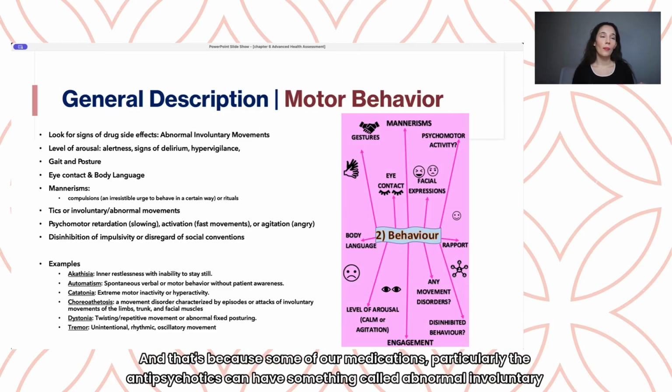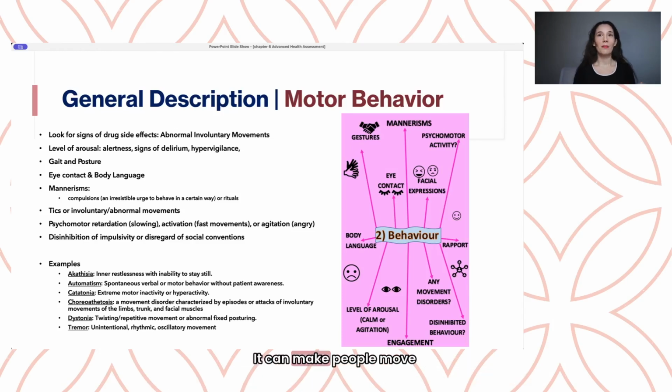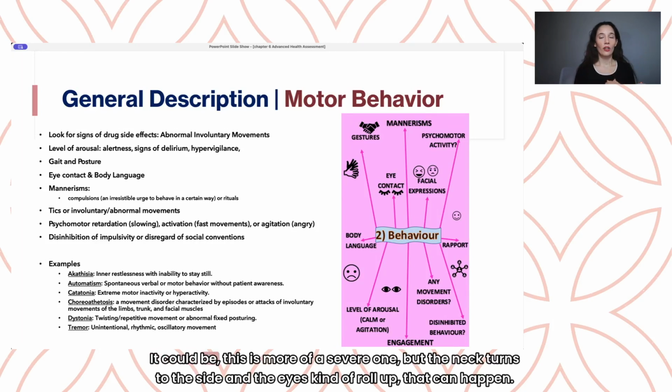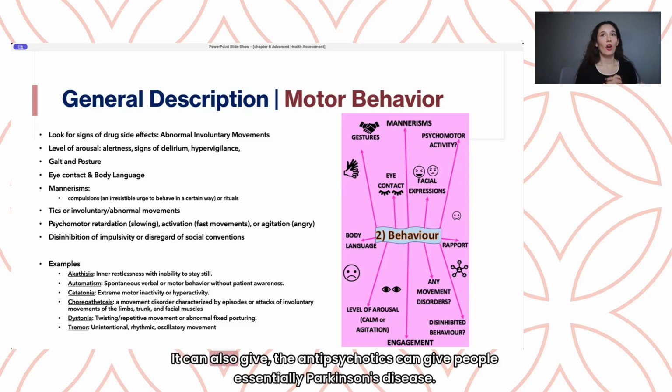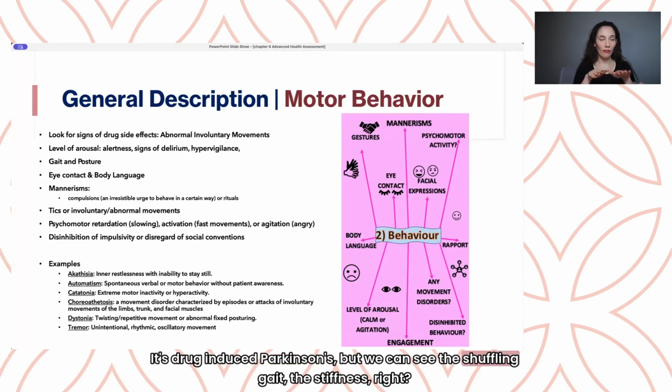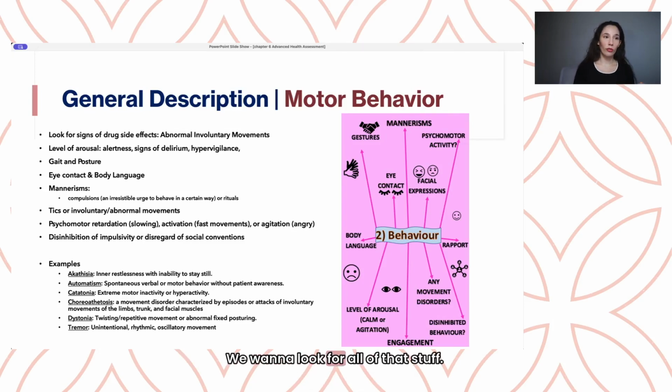And that's because some of our medications, particularly the antipsychotics, can have something called abnormal involuntary movements. It can make people move in certain ways that it's involuntary, right? So it could be like pill rolling of the fingers. It could be, this is more of a severe one, but the neck turns to the side and the eyes kind of roll up. That can happen. The antipsychotics can also give people essentially Parkinson's disease. It's drug-induced Parkinson's, but we can see the shuffling gait, the stiffness, right? We want to look for all of that stuff.